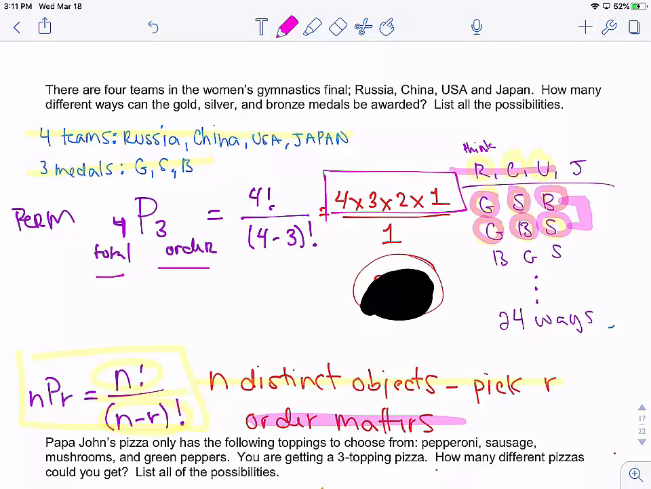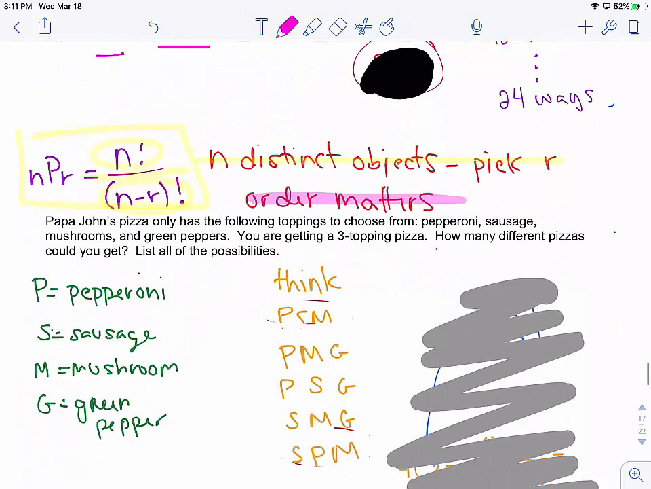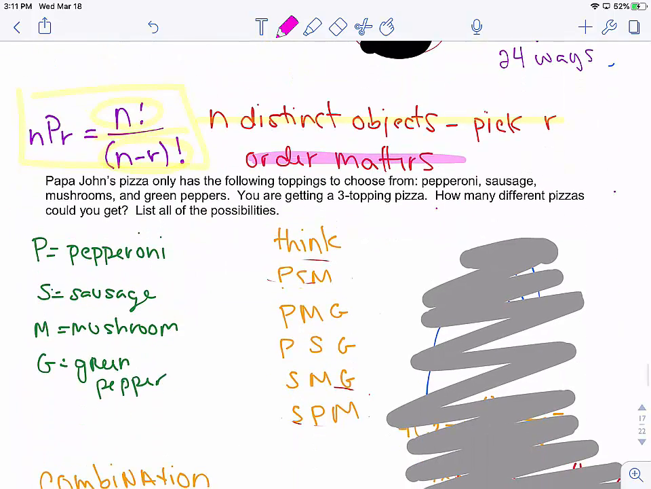The next one would be this story problem. Papa John's pizza only has the following toppings to choose from: pepperoni, sausage, mushroom, and green peppers. You are getting a 3-topping pizza. How many different pizzas could you get? So again, you could list all the possibilities. This is just some of them. Notice I have P for pepperoni and so on.